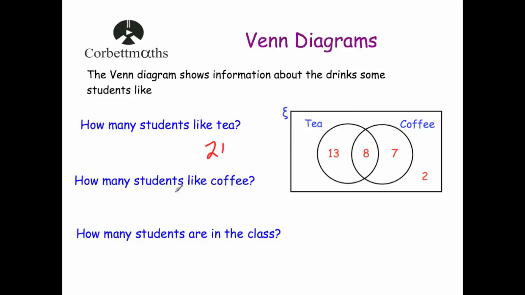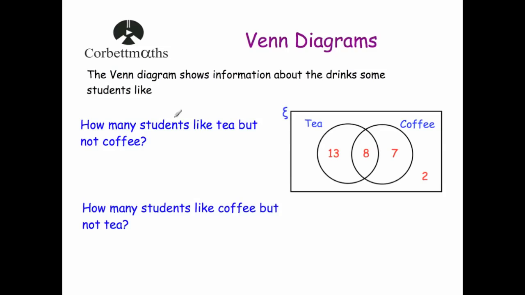The next question says, how many people like coffee? So if we look at the coffee circle, we've got the 8 and the 7 inside. If we add them together, there's 15 people that like coffee altogether. The next question says, how many students are in the class? Well, if we add all the numbers together in the Venn diagram, we'll see how many people are in the class. So we've got 13 plus 8, which is 21, plus 7, which is equal to 28, plus 2, which is equal to 30. So there's 30 people in the class.